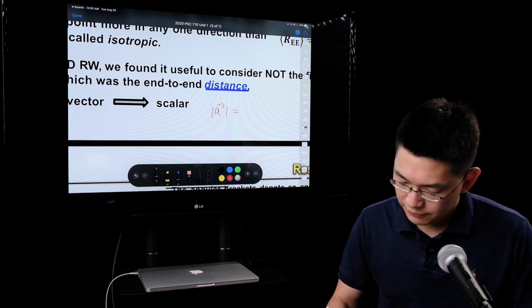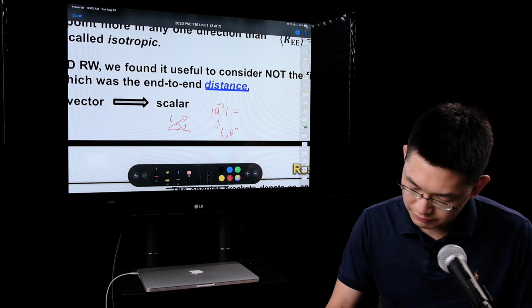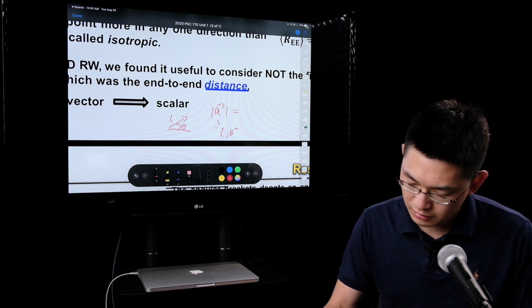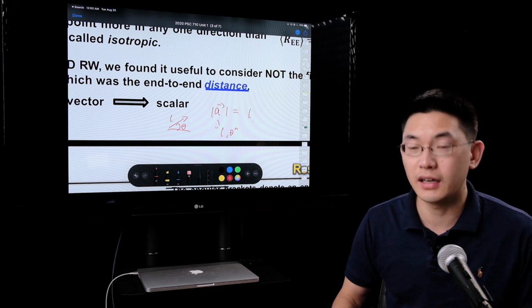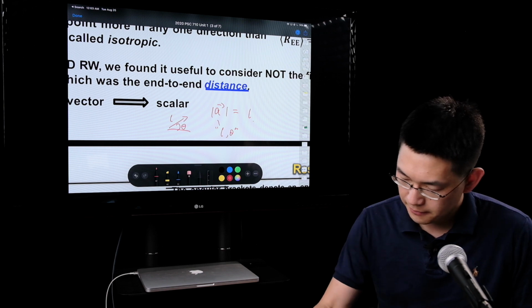So let's say I know the distance is L and I also have a theta component in it. For example, L is here, and I have a theta angle going from this direction. If I take the absolute of this A vector, it is going to be L, because the angle component will be taken away.